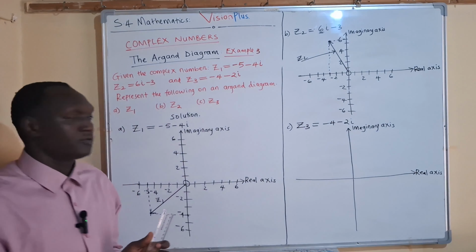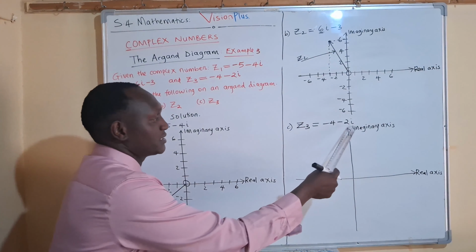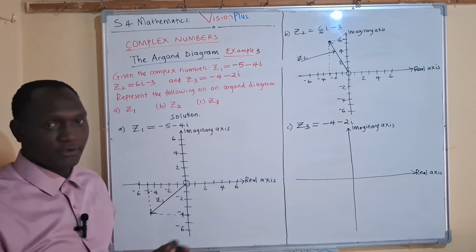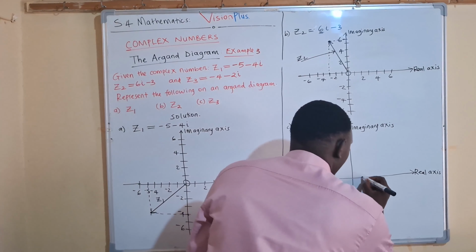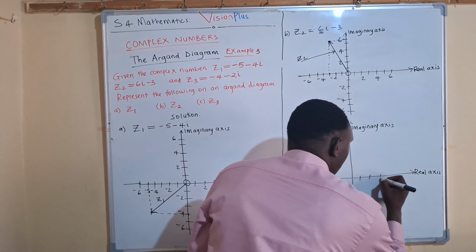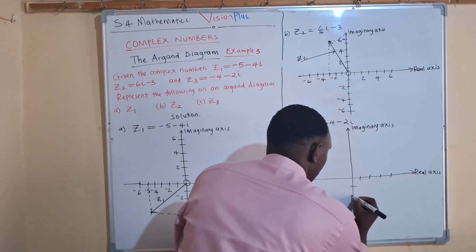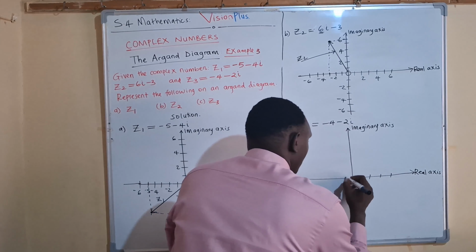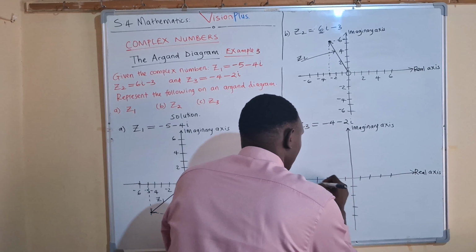Now, to make your work easier, look at these two numbers. What is the biggest number? 4. Mark the axis 4. That means I will mark 1, 2, 3, 4.